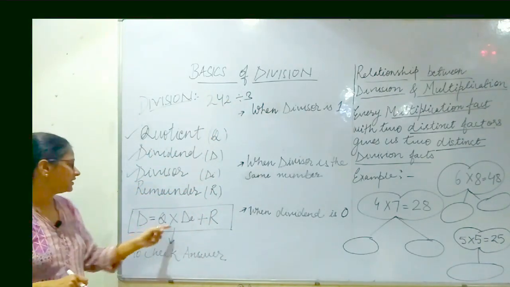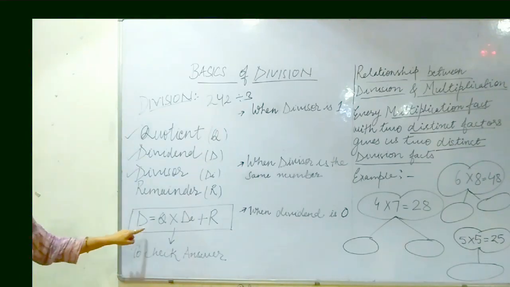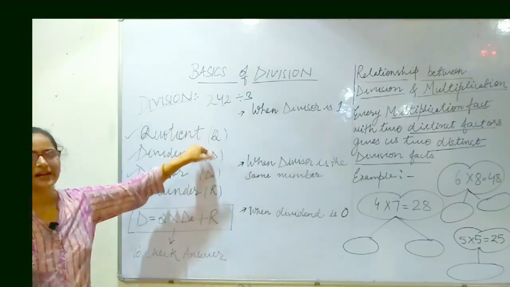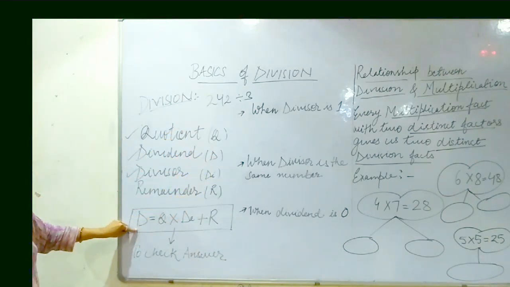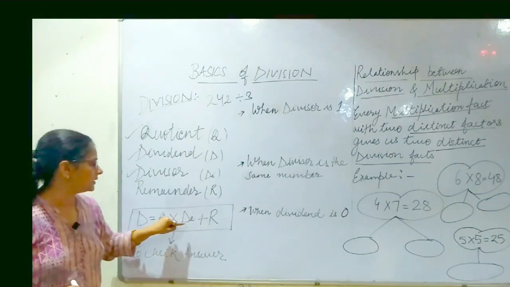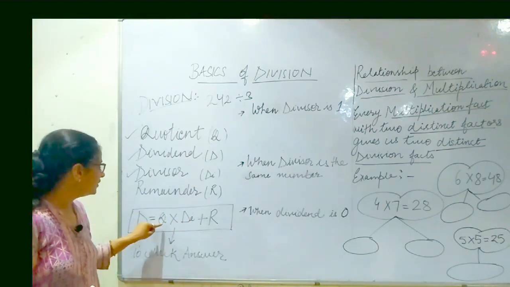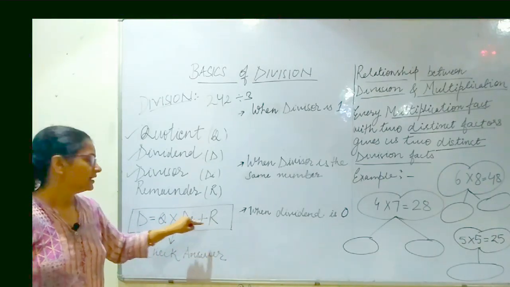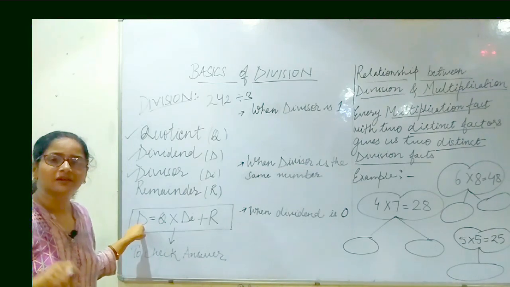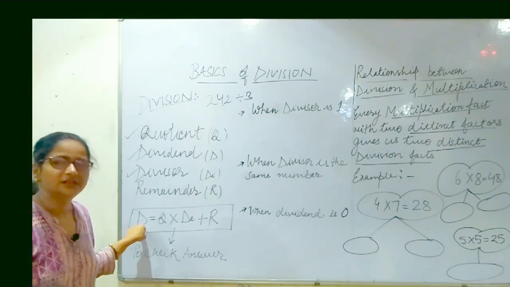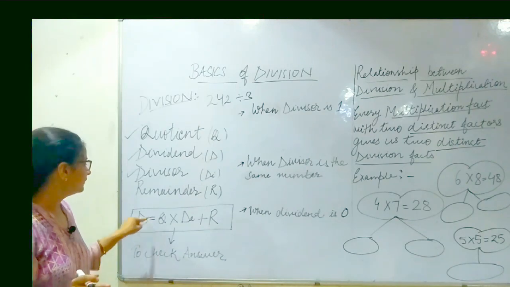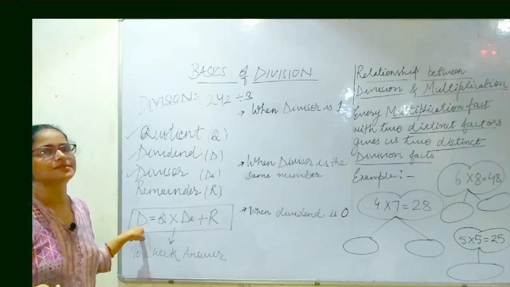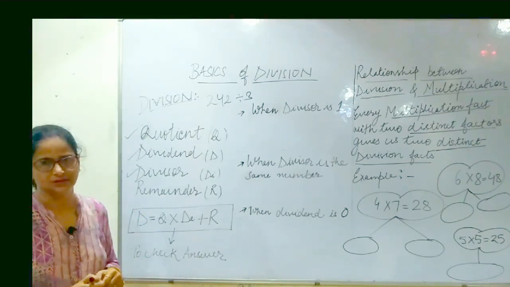Now, I have written a formula here also. D is equal to Q multiplied by DI plus R, written in the bracket in short. So dividend is equal to quotient multiplied by divisor plus remainder. If we multiply quotient and divisor and add remainder in that, that will be equal to dividend. If this is all equal to dividend, it means your answer is correct. This is the way how you can check your answer.